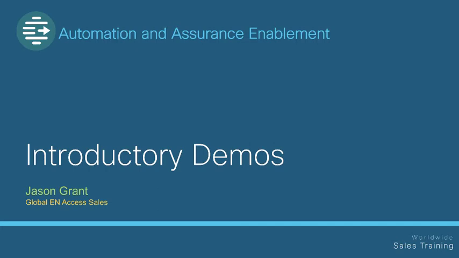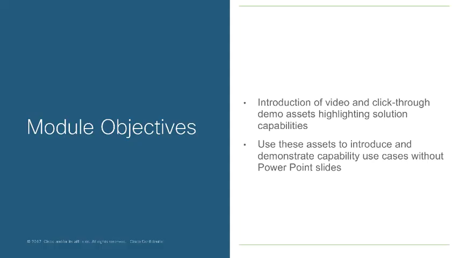In this module of DNA Center Assurance and Automation Stage 1 training, we will discuss how to use demos and not PowerPoint slides to introduce software capabilities and benefits. By the end of this module, you will have reviewed an introduction of video and click-through demo assets, highlighting solution capabilities, and use these assets to introduce and demonstrate capability use cases without PowerPoint slides.